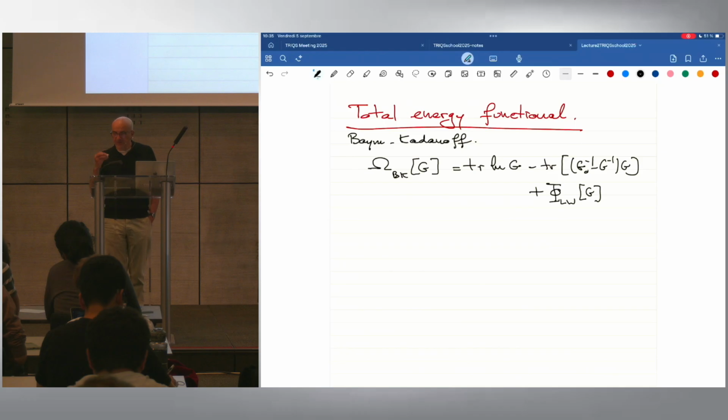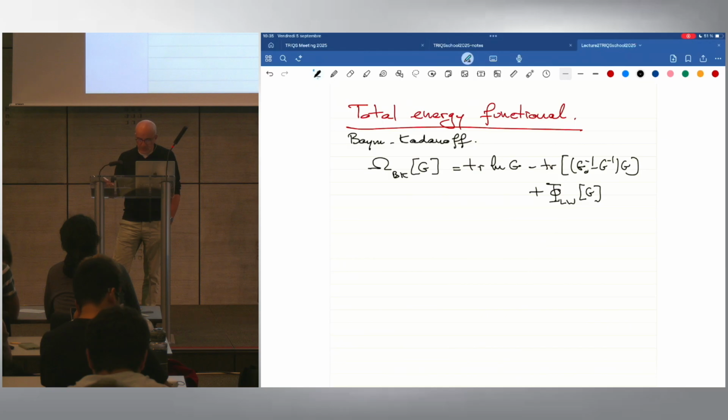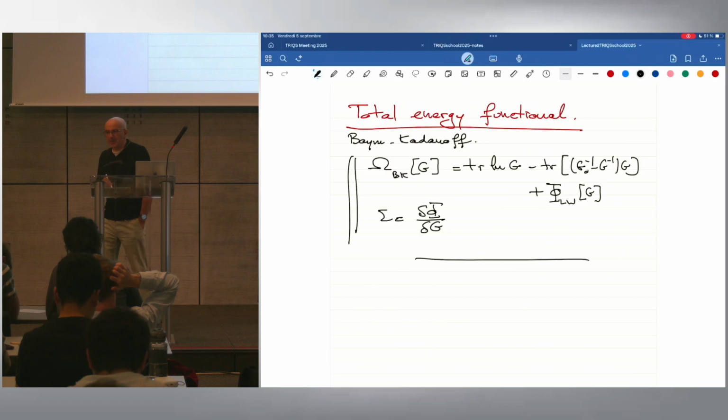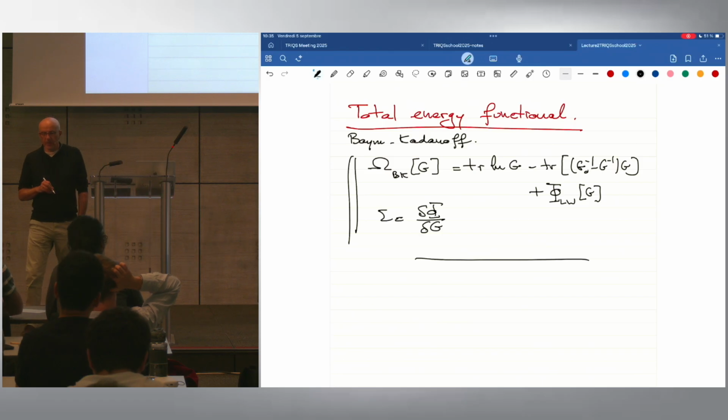And this functional is stationary with respect to G, which basically yields the self-energy as delta phi over delta G. I guess this was introduced, no? Okay. So exactly in the same manner, it is possible to construct a functional of both G and W.